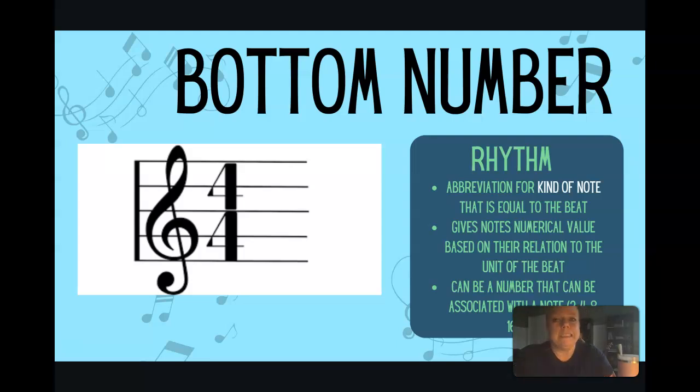Remember, notes and rests are relationally valued. They're valued in relation to each other. That means that the bottom number can only really be certain kinds of numbers. It can be something that we would associate with a note. Now, if you go back to the idea of notes having fractional names, 1/1 could be a whole. Now, we're not usually going to see a 1 as the bottom number. Just because it's mathematically possible doesn't mean that it's probable. But we could have a bottom number on a time signature of 2 for the half note, 4 for the quarter note, 8 for the eighth note, 16 for the 16th note.